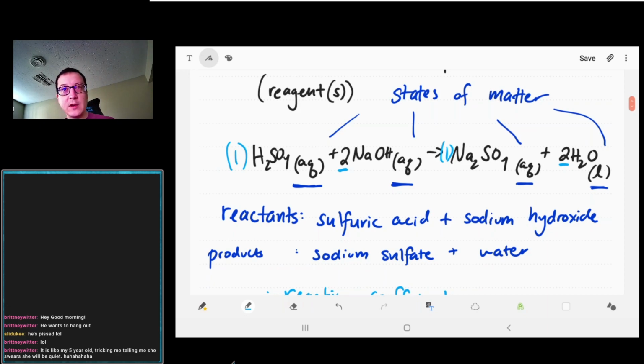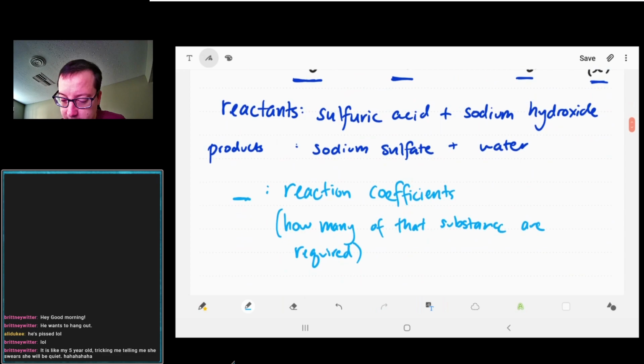So any questions on that before we start learning some different types? Oh, I guess I should tell us what the states of matter are, huh?